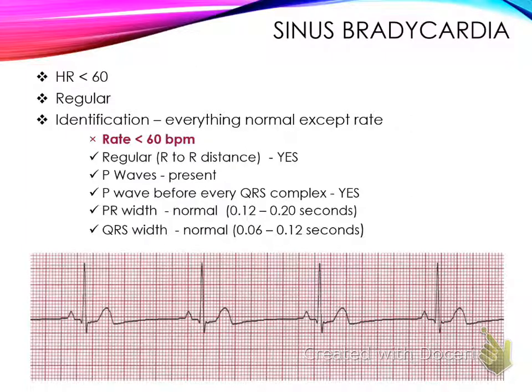So if you see the word sinus in front of it, it means everything's normal. Okay? Sinus means everything normal. If it's a sinus bradycardia, everything normal except the rate. Sinus tachycardia, everything normal except the rate. It's too fast. And normal sinus rhythm, everything's normal. All right. So that's the bradycardia.